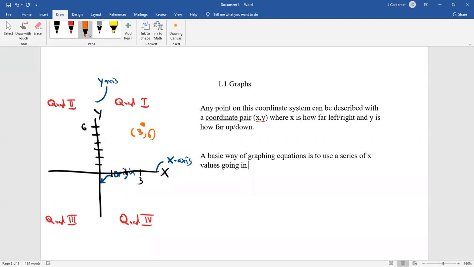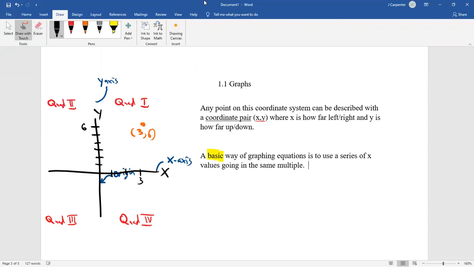A series of x values going in the same multiple. What I mean is going like x equals 0, 1, 2, 3, 4, 5, or 2, 4, 6, 8, 10, or -3, -2, -1, 0, 1, 2, 3. That's a basic way of graphing equations. Basic. I'm going to highlight the word basic. Very, very basic.